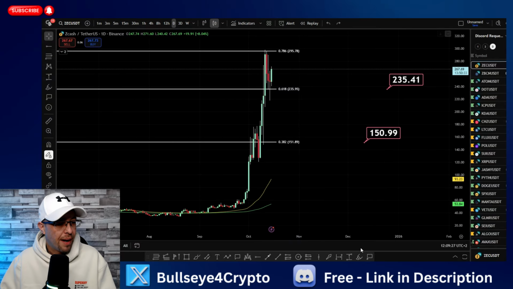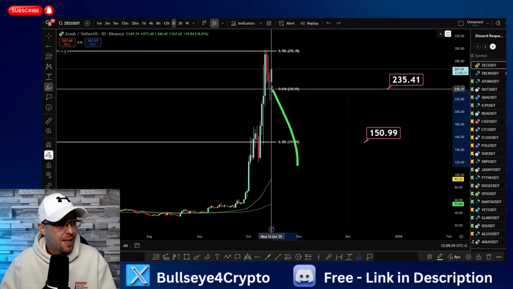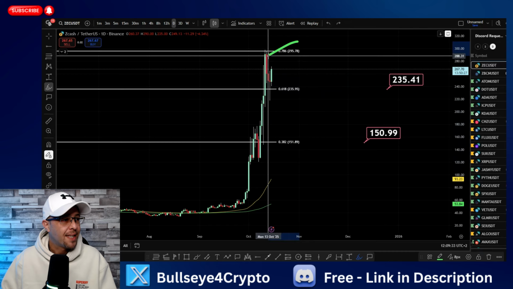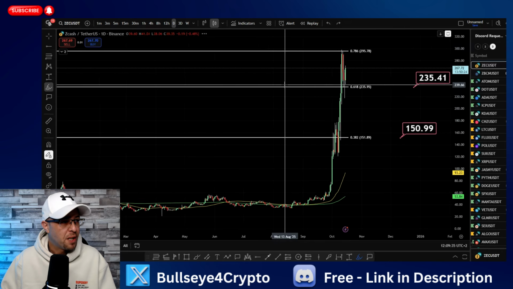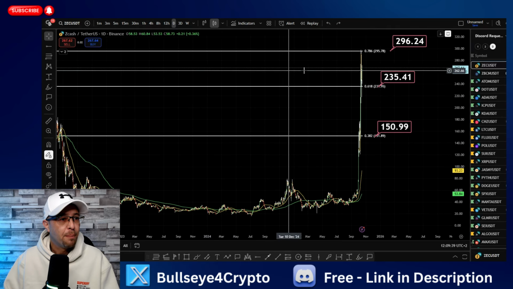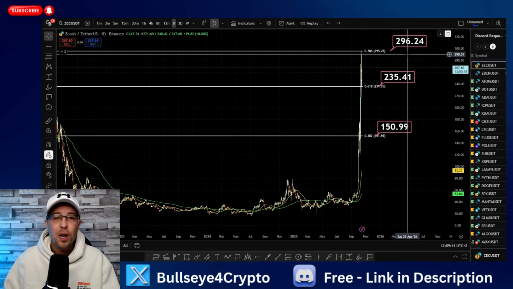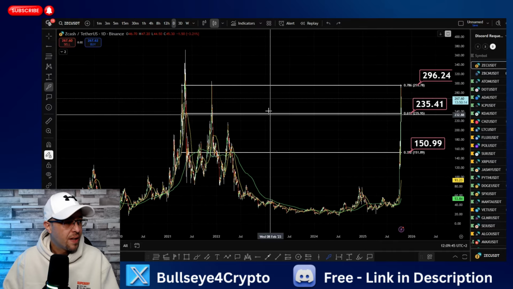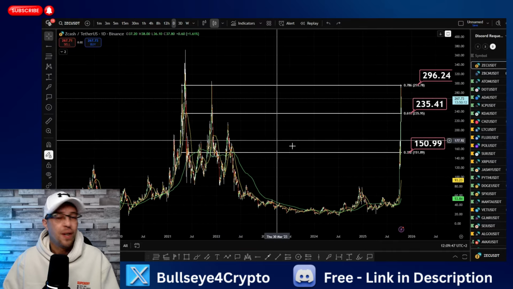Then we got a big bounce. It was met by a big bounce all the way to the 61.8. We took back the 61.8, and now we're rejecting at the 78.6% retracement from this big move here. So once we break this 78.6, this is the big move, $296.24. Once you break the 78.6, there's little resistance, little volume, all the way to its previous all-time high.